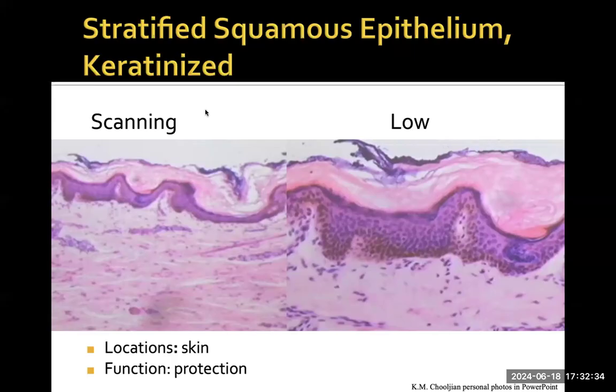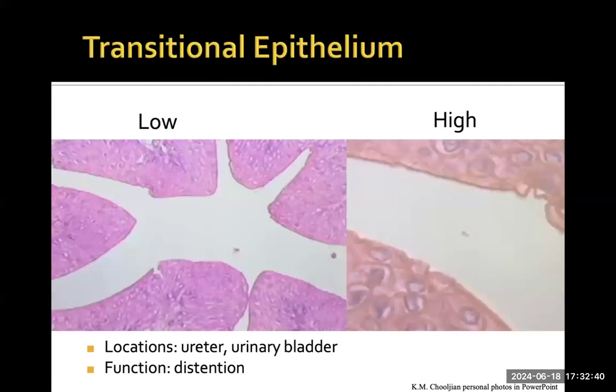So yeah, the keratin would be found on the apical surface of the skin, and then again, because there are so many layers, it's for protection. The next one is transitional epithelia. Transitional epithelia is very unique. It's only found in places where you need a lot of stretching.